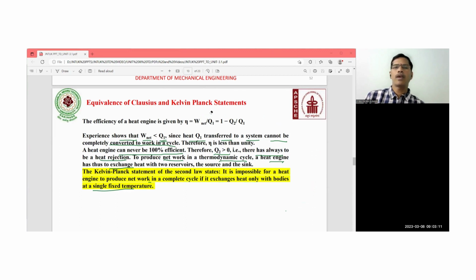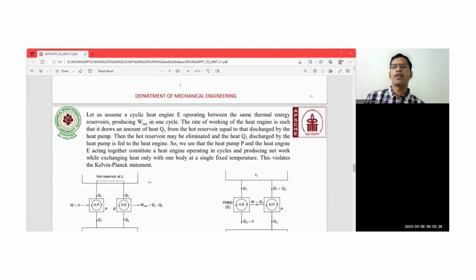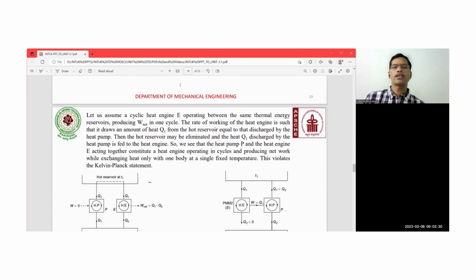Whenever there are two statements, you have to think about how you are going to prove that they are equivalent to each other. That means when you violate one statement, the other statement is also going to be violated. So what is the other statement here? What is it going to discuss?